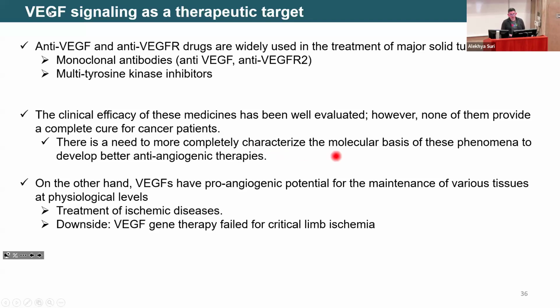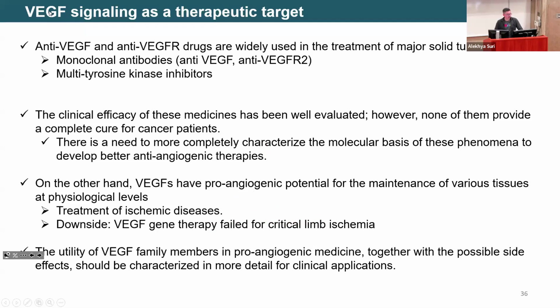Now, the thing is that there are other pathological situations, such as ischemic disorders, where you kind of want the VEGF activity, right? And in fact, VEGF gene therapy was trialed for critical limb ischemia, but it didn't work out. So again, there are pros and cons to using the pathway for therapeutic purposes, and some things have worked out, some other things have not.